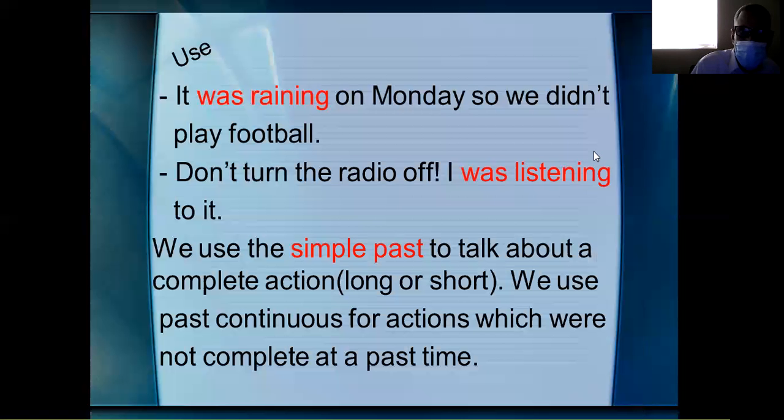Okay, so it was raining. More examples. It was raining on Monday, so we didn't play football. Don't turn the radio off. I was listening to it.